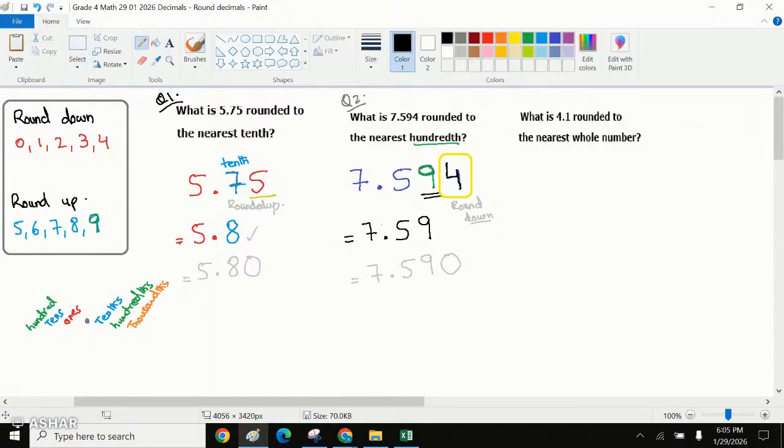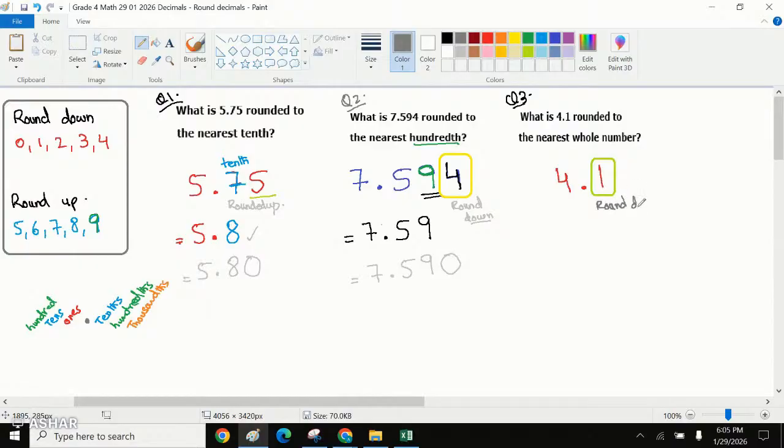For question number 3, this was 4.1. If the number given to us was 4.1, it can also be written as 4.10, right? This means there is a 1 over here, and 1 always rounds down, right? So what we do over here is we round down.